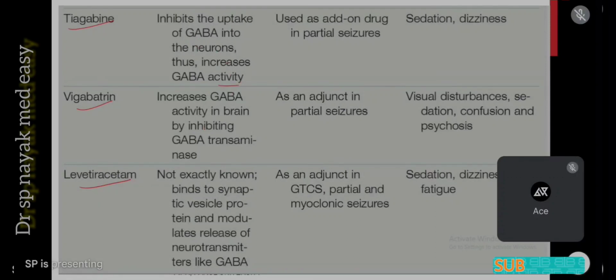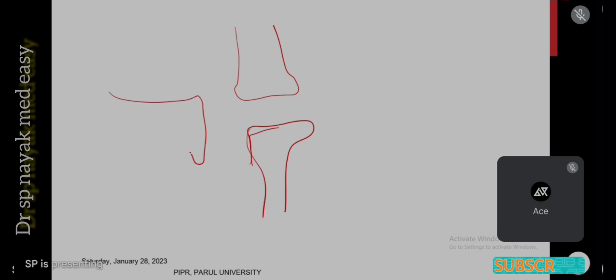See, in the previous class I told you there is one channel called GAT1, right? This GAT1 is inhibited by Tiagabine. I will try to make you understand. See, this is presynaptic, postsynaptic, and here GABA is being released, right? When GABA is released, it will go and act on the GABA A receptor, okay.